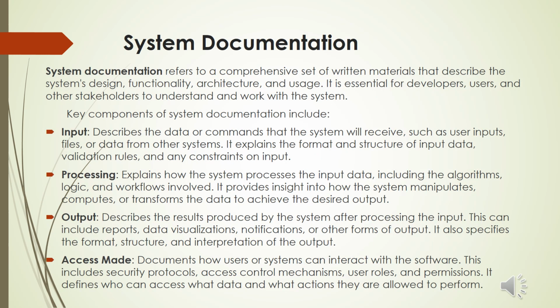So let's look at system documentation. System documentation refers to a comprehensive set of written documents or material that describe a system's design, functionality, architecture, and usage. It's essential for developers, users, and also stakeholders to understand and work with the system. The key components of system documentation include the input, processing, output, and the access mode.